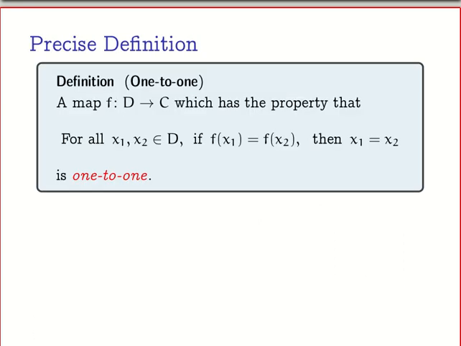Okay, now let's look at the precise definition of what it means for a map to be one-to-one. Let's consider the map F from the domain D to the codomain C, which has the property that for all x1 and x2 in the domain, you can pick any x1 and x2 you want. They could even be the same or different. And if f of x1 equals f of x2, that is, for the 2 domain elements you choose, the images are the same, then it's only going to be one-to-one if when the images are the same, x1 equals x2.